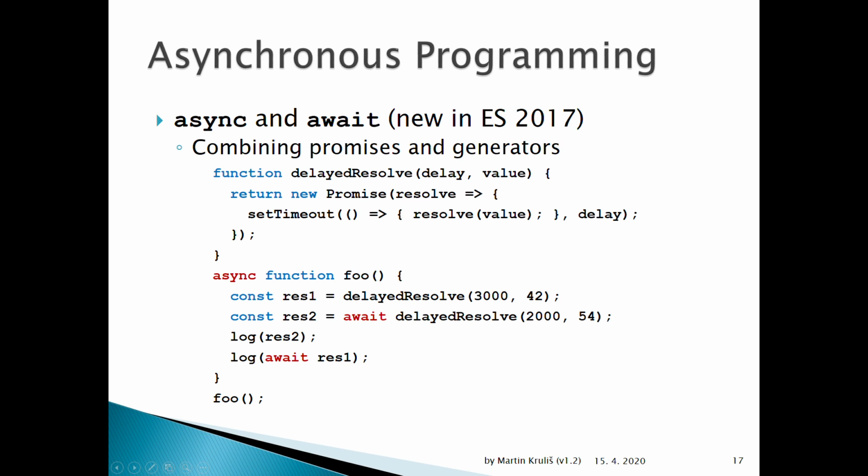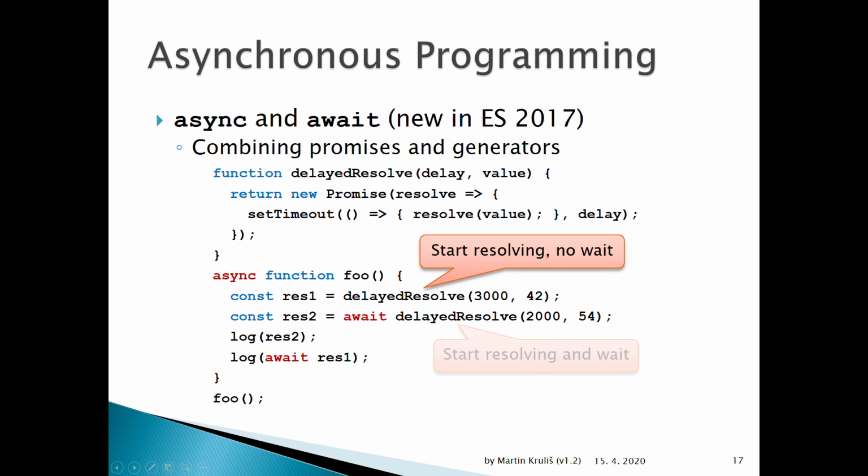So what happens here? First, the first line actually doesn't do anything surprising. The delay resolve will just start a new promise, start the timeout, and it's not waiting for that. It's just a very simple, very straightforward example of a promise. So it just starts the promise, starts the delay. The second line actually also starts the delay of the second promise.